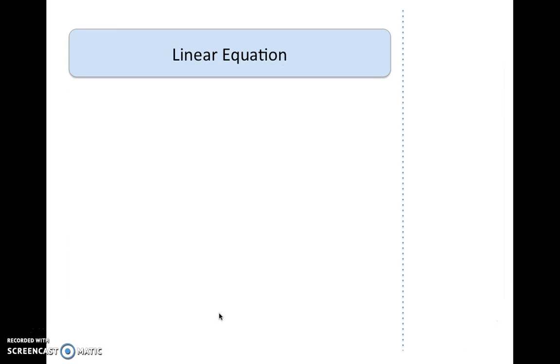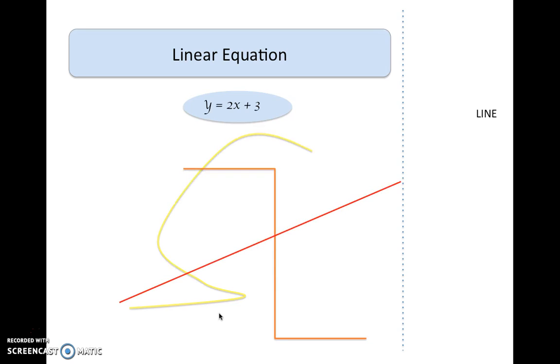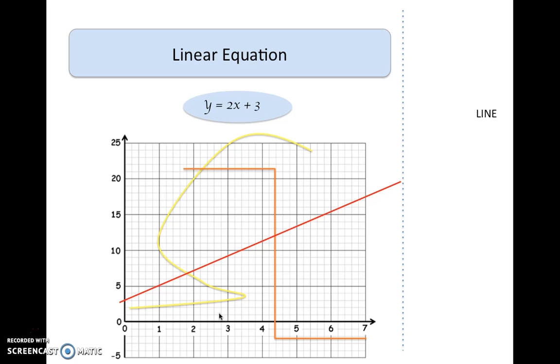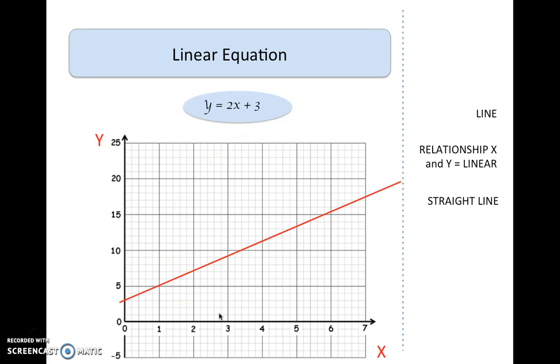That's what we call a linear equation. What do we see in the word linear? We see the word line. These are different types of lines. Now, in a linear equation, we want to express the relationship between x and y, and this relationship is linear. And that's why we are talking about a straight line. So a linear equation can be represented by a straight line in the xy plane.